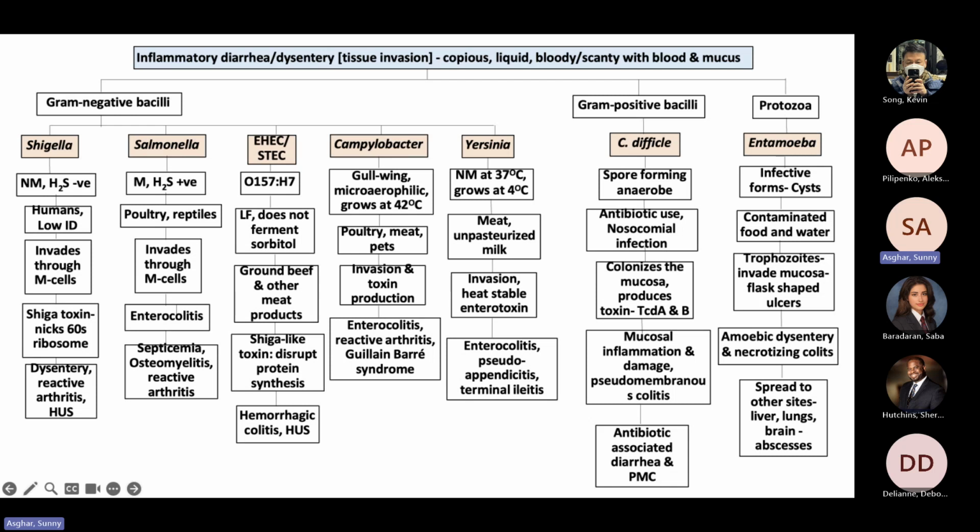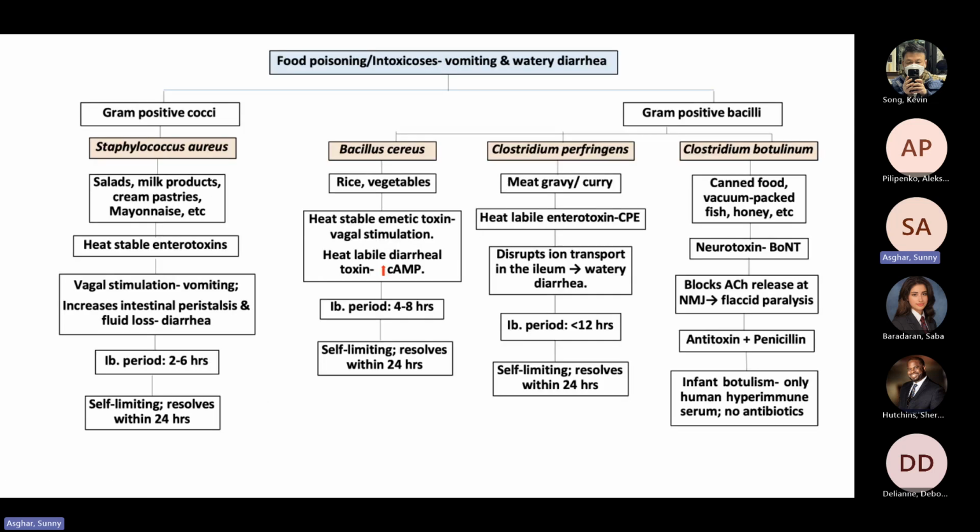Okay, we'll move on to our next slide. This is talking about the bacteria that can cause food poisoning and intoxication, with vomiting and watery diarrhea. So we have our gram-positive cocci and our gram-positive bacilli, right?